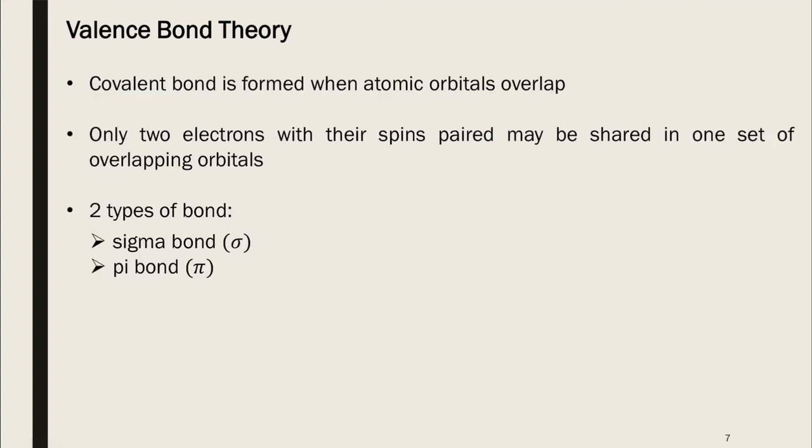Therefore, according to valence bond theory, a covalent bond is formed when atomic orbitals overlap, and only two electrons with their spins paired may be shared in one set of overlapping orbitals. So there are two types of bond. The first one we call sigma bond, and the second one is called pi bond.